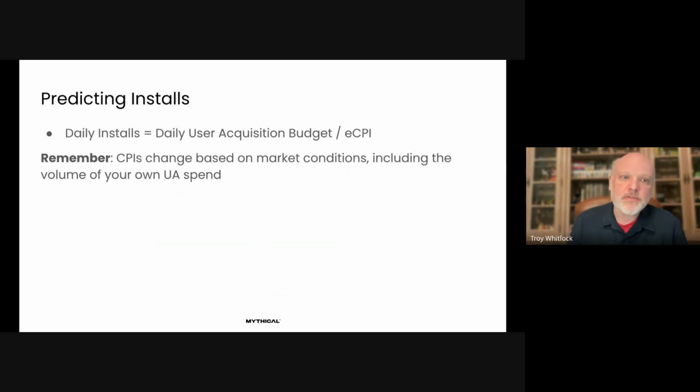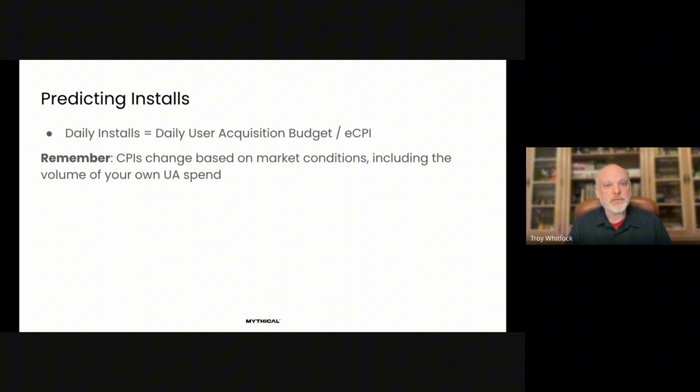So predicting installs is fairly straightforward. Your daily installs are your daily user acquisition budget divided by the eCPI. So you're going to take the amount of money that you've allocated for user acquisition. If you've got an annual budget, you're going to divide that into a number of months, and then for any month, you're going to divide that into a number of days. And if you can guess what your CPI is going to be, you're going to estimate the number of daily installs you can expect. And so one tab of your game forecast is just going to be this giant spreadsheet that's a calendar with this formula for each day.